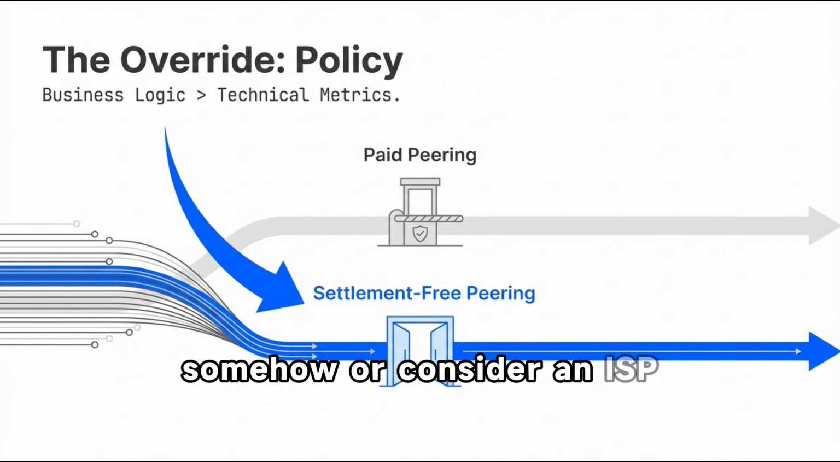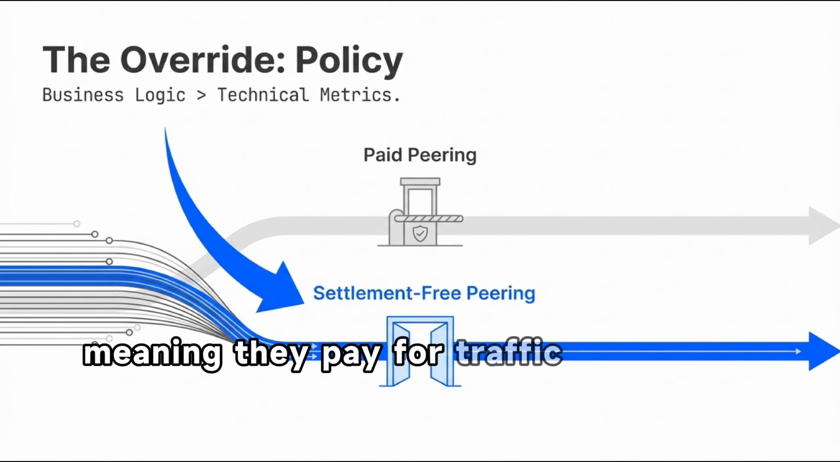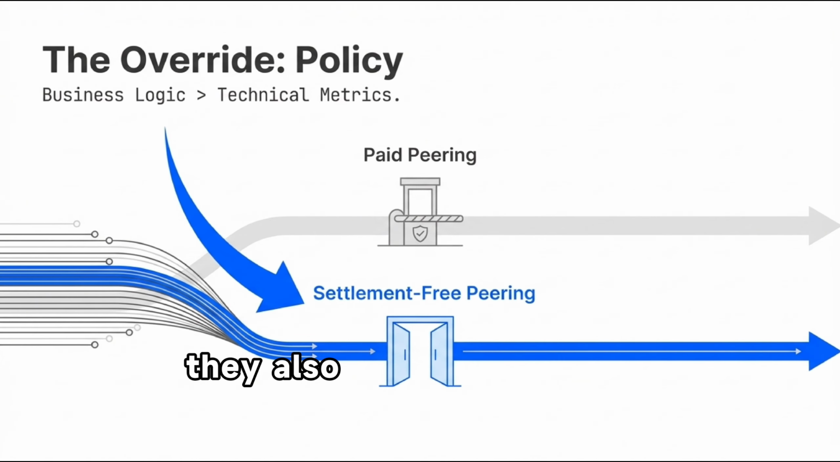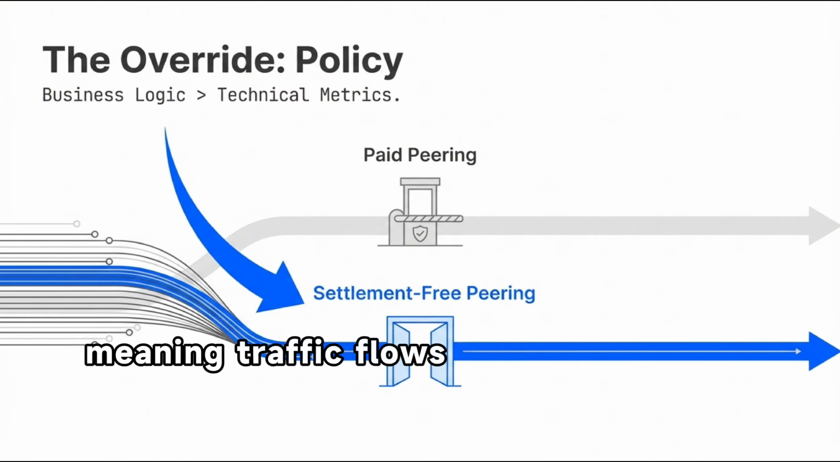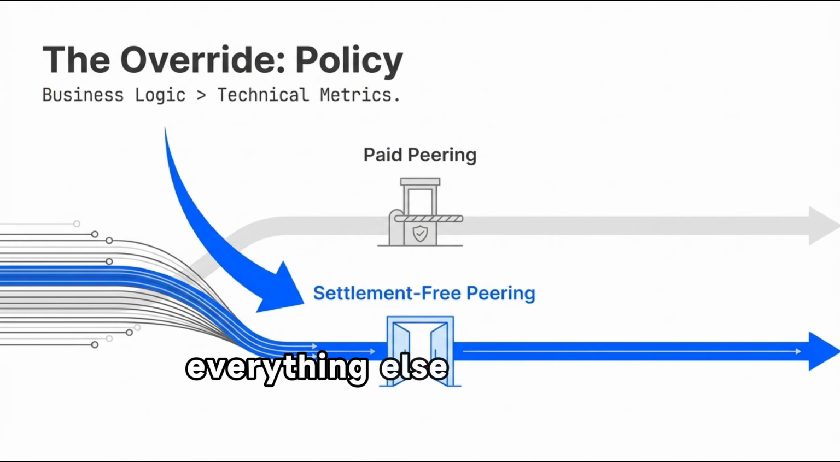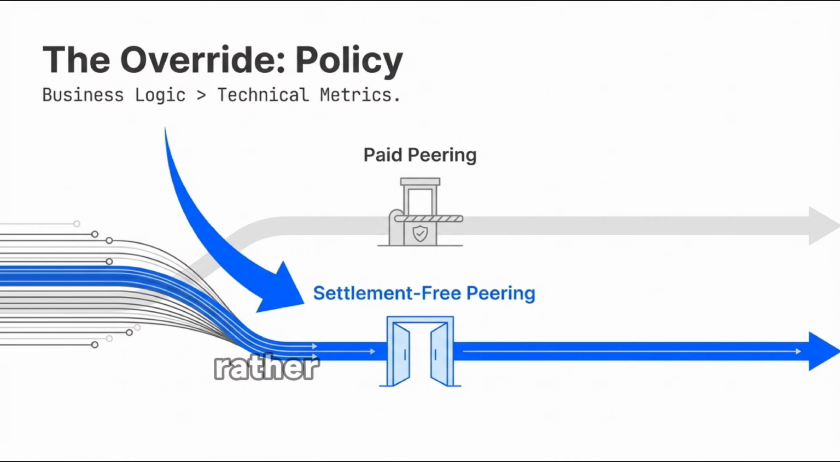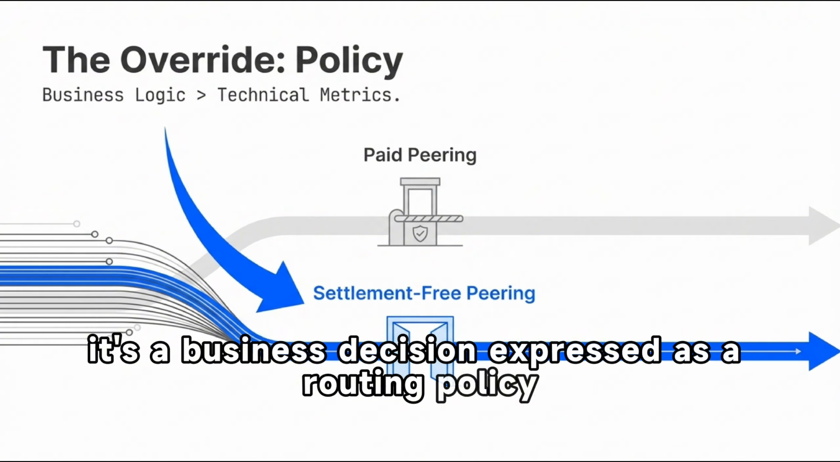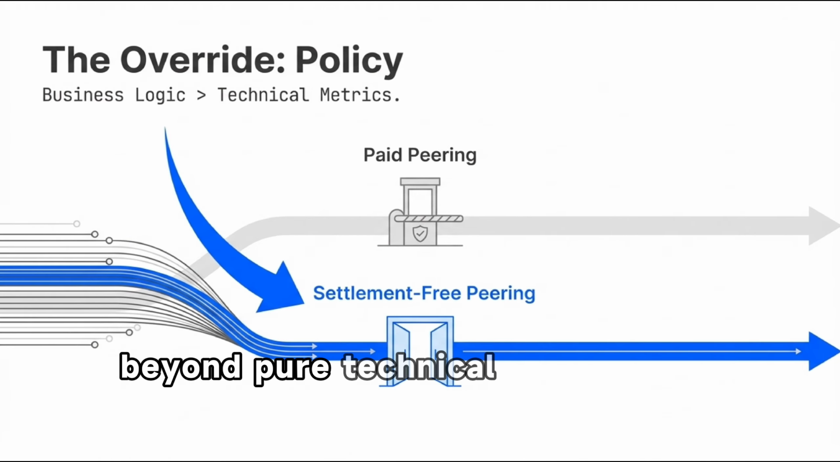Or consider an ISP that has a paid peering relationship with another network, meaning they pay for traffic that flows between them. They also have a settlement-free peering relationship with a third network, meaning traffic flows between them at no cost. Everything else being equal, the ISP wants to route traffic through the free peering relationship rather than the paid one. That preference isn't a technical metric. It's a business decision, expressed as a routing policy. This is called policy routing, the use of routing configuration to steer traffic based on criteria beyond pure technical performance.